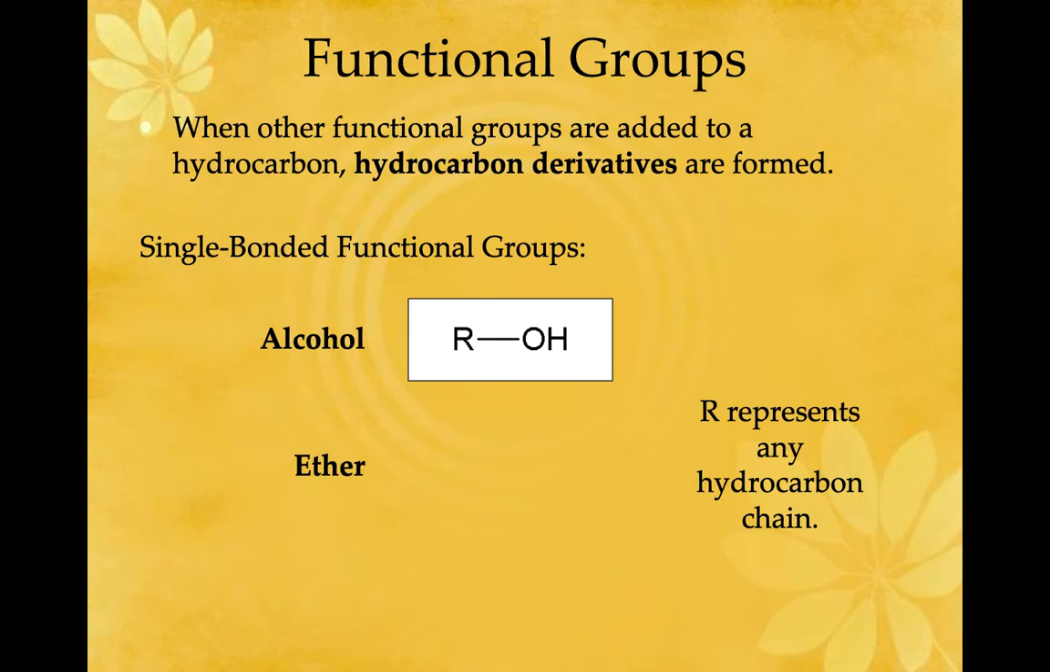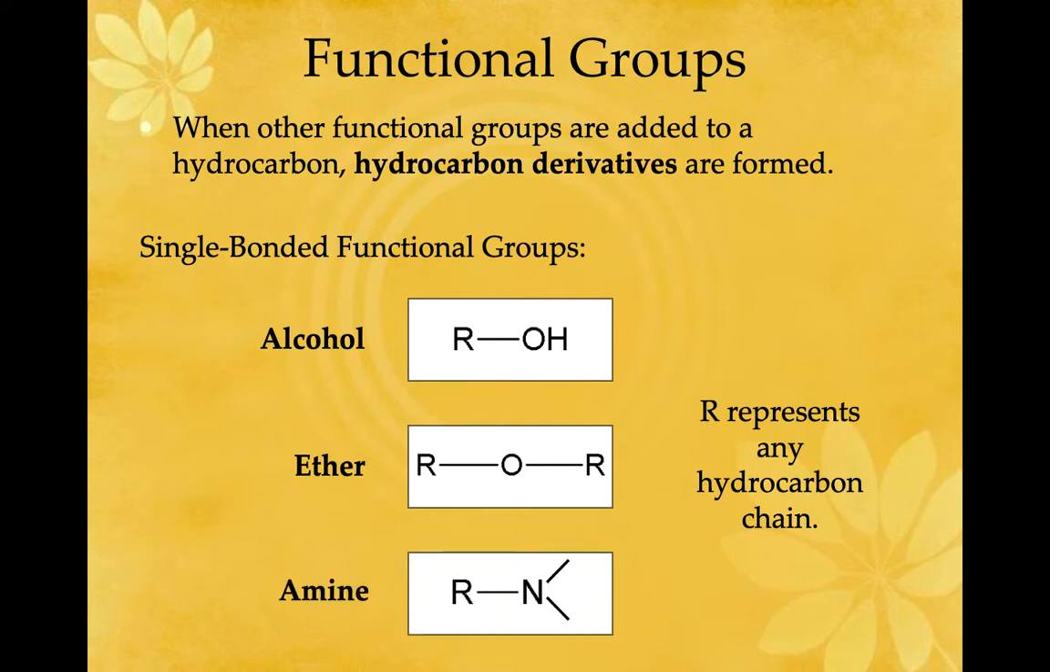The next one is the ether, and in this situation, the oxygen is single bonded in between two hydrocarbon chains. And then finally, the amine group is where you have a nitrogen single bonded to a hydrocarbon chain, and nitrogen wants to have 3 bonds, and so one of them will go to the hydrocarbon chain, and then the other two could either be to a hydrogen or to other hydrocarbon chains. So that's the first group of functional groups.